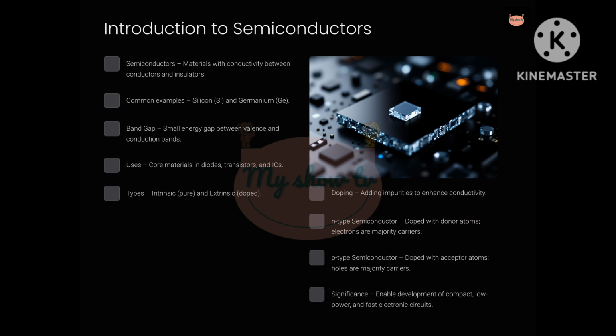There are two main types of semiconductors: intrinsic, which are pure, and extrinsic, which are doped with impurities to improve conductivity. Doping introduces either more electrons, N-type, or more holes, P-type, into the material. Electrons are negatively charged particles, while holes represent the absence of an electron, a positive charge. For example, in an N-type semiconductor, we add atoms like phosphorus, which donate extra electrons. In a P-type, atoms like boron create holes.